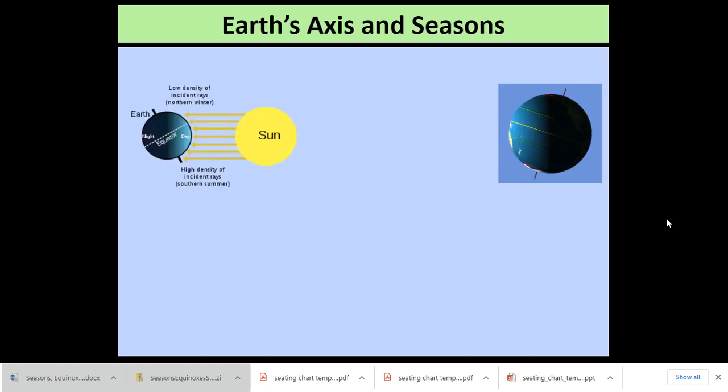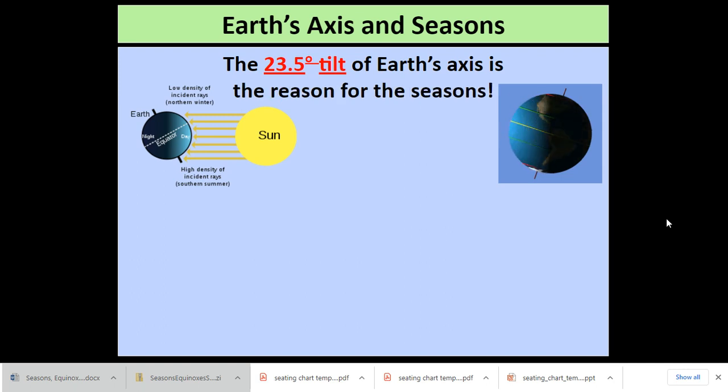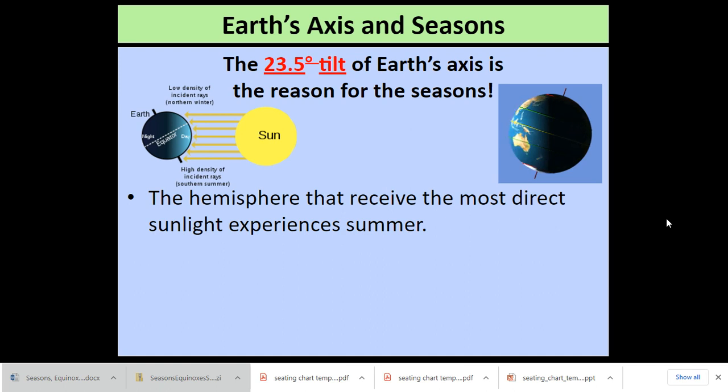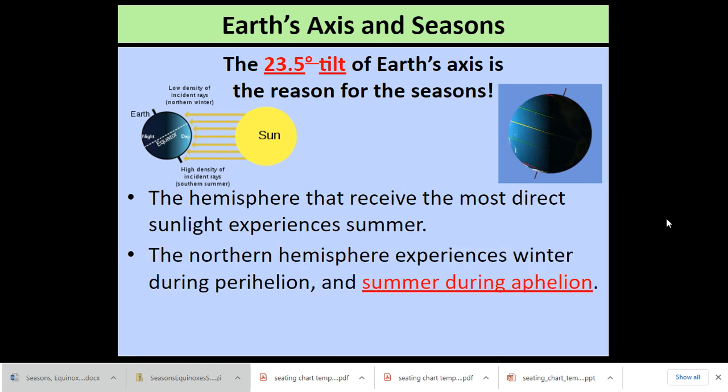Earth's axis and seasons. The 23.5 degree tilt of the Earth's axis is the reason for the seasons. The hemisphere that receives the most direct sunlight experiences summer. The northern hemisphere experiences winter during perihelion and summer during aphelion.